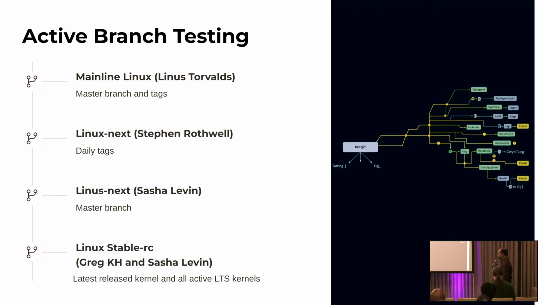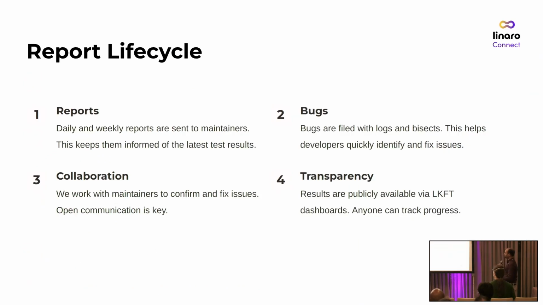The branches that we just covered: for mainline, we test the mainline master branch. From Linux Next, it's a daily tag that has been released, and we do test every Linux Next tag. Sasha has requested recently that he would like to add his new Linux Next tree, so that has been added to LKFT test plans, and we are running that master branch. From Linux stable RC, this is a continuous effort of maintaining LTS test validations for Greg and Sasha. So these are the branches and the tests.